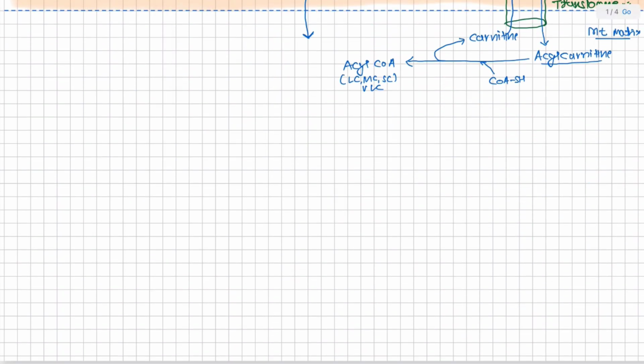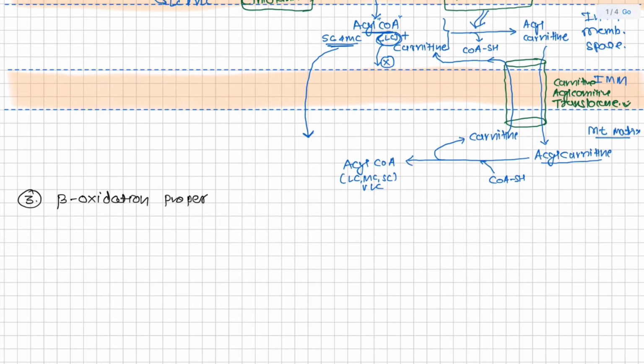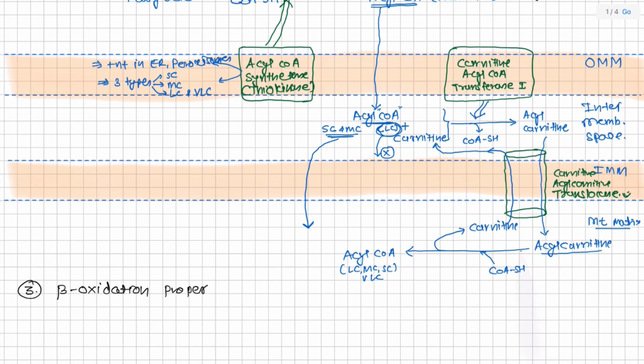So stage 3, that is beta oxidation proper. But before that, I forgot to mention one thing: this reversal reaction is catalyzed by the enzyme carnitine acyl coenzyme A transferase 2. Now this enzyme is located inside the inner mitochondrial membrane.